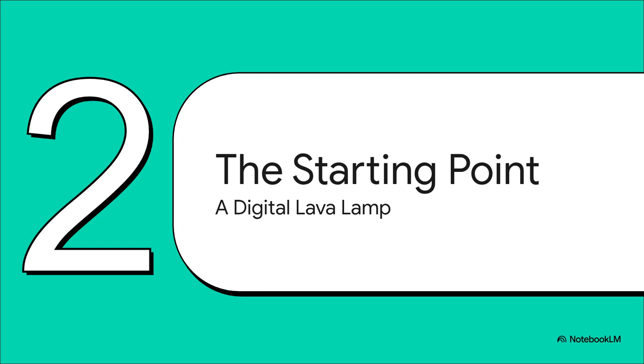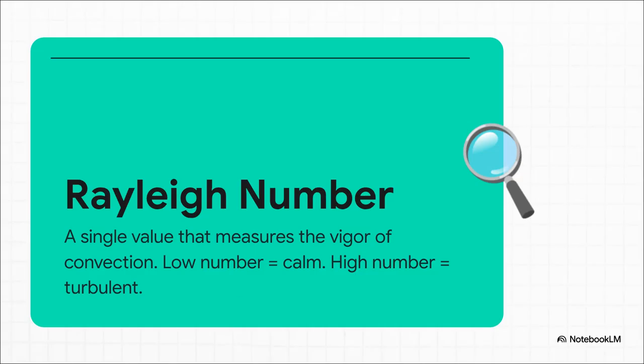Well, you do what scientists always do. You start simple. You build the most basic, stripped-down version of the system you can possibly imagine. We're basically going to start by building a digital lava lamp and see what it can teach us. Now, to measure what's happening in our model, we need one key number, the Rayleigh number. The easiest way to think of it is as a chaos score.